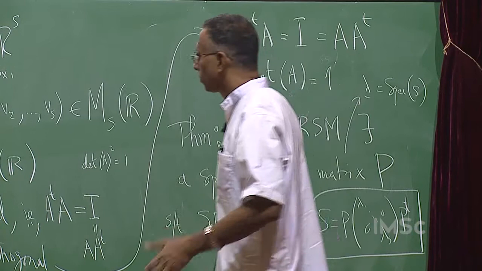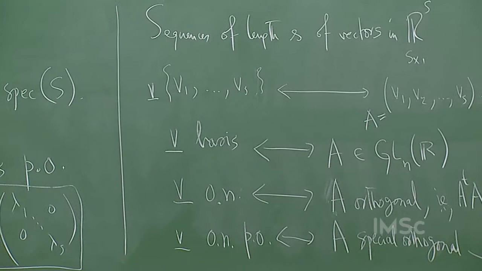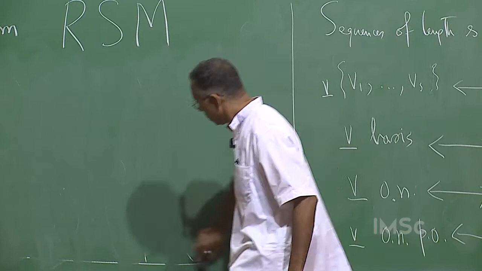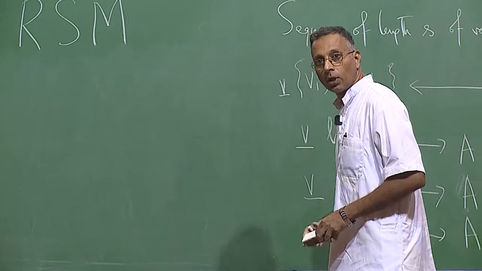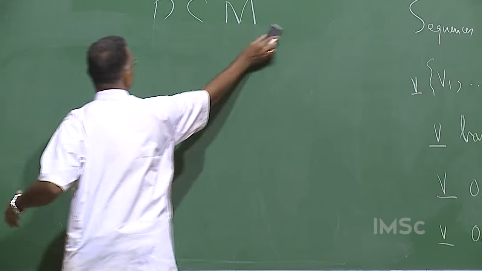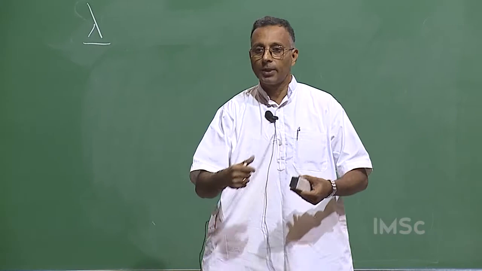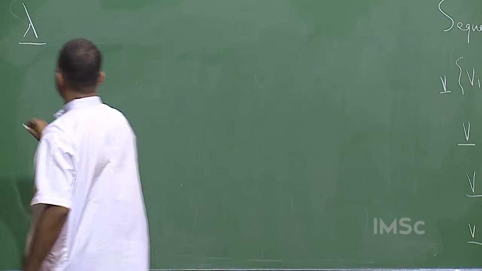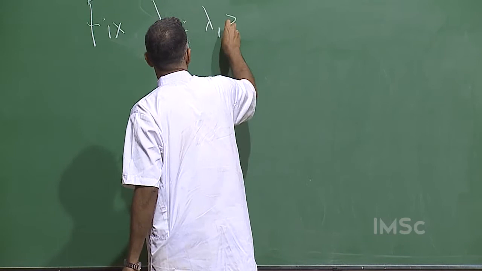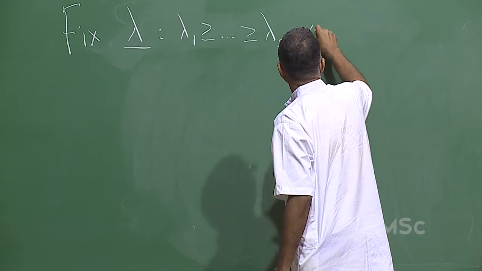Now, what I would like now. So far is standard, but maybe starting now we'll move to something, again, like I said, well known, but maybe not that standard. What I would like to concentrate on is this. We'll fix a lambda. So instead of starting with a real symmetric matrix, I fix a certain sequence, lambda 1 bigger than or equal to ... These are real numbers, a sequence of length S.